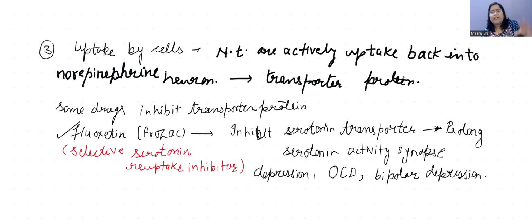We can use drugs for blocking such transporter proteins to prolong the action of particular neurotransmitters, for example fluoxetine or Prozac. These drugs inhibit the serotonin transporters, so they prolong the serotonin activity at the synapse. And these drugs are used in depression, obsessive compulsive disorder, and bipolar depression.